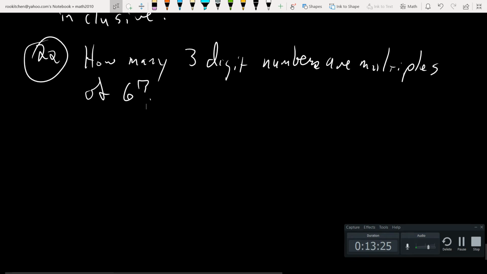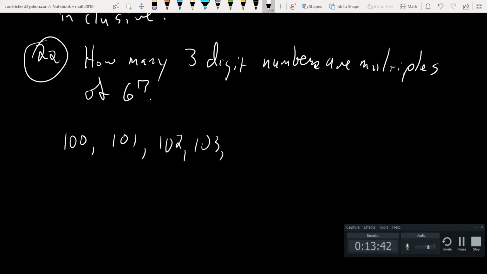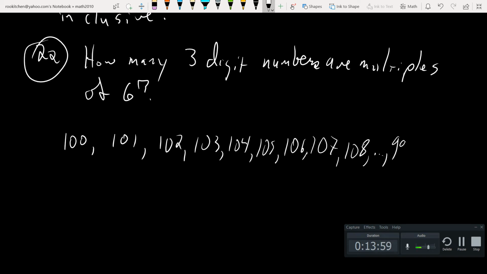Okay, so this is a different kind of problem, but we're going to use that n minus m plus 1 idea inside of it. Okay, so 3-digit numbers. What's the first 3-digit number? Well, that's 100. Okay, and then we have 101, 102, 103, 104, 105. There's a method to my madness, don't worry. 106, 107, 108, dot, dot, dot. 996 is in there somewhere, dot, dot, dot, all the way up. What's the last 3-digit number? Well, 999, right?